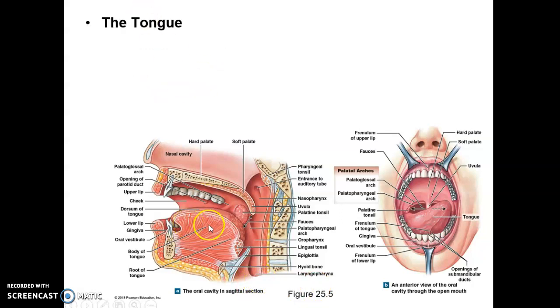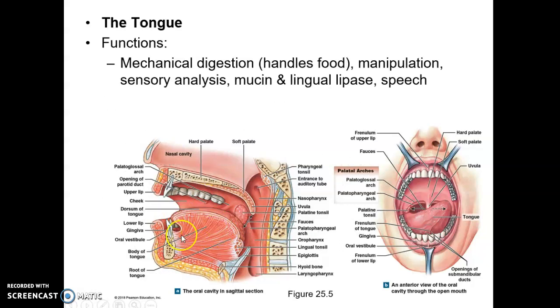The tongue. Skeletal muscle, it's under conscious control. It's involved with the mechanical digestion of food, handling food, moving it around, pushing it towards the teeth. Manipulation of food, handling. Sensory analysis of the food, texture, even temperature. Produces mucin, which when it gets wet is mucus. And lingual lipase for the chemical digestion of lipids and fats.